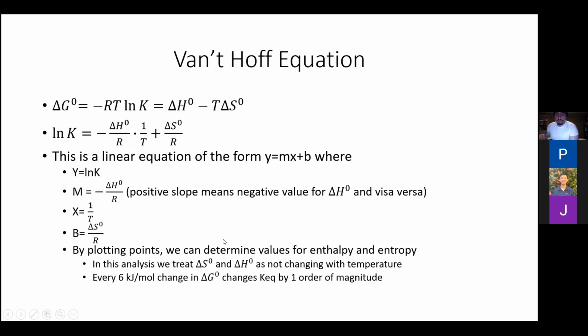And just to give an idea of how much things vary if you change the energy: for every 6 kilojoules per mole, there is a 1 order of magnitude change in the ratio of products to reactants.